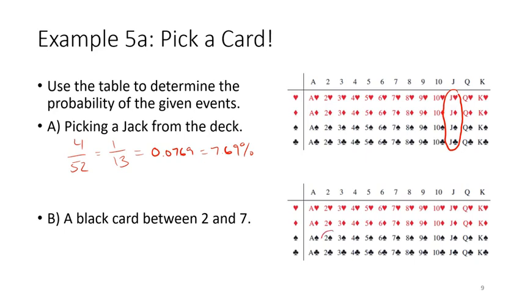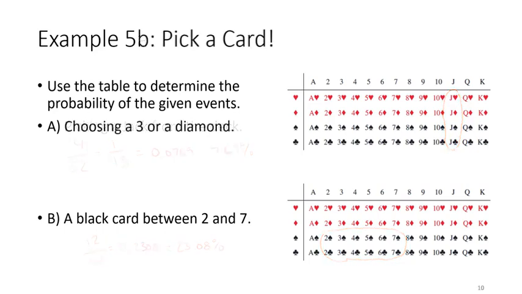If we want to determine the probability of picking a black card that's between 2 and 7, well, there are this many black cards between 2 and 7. 1, 2, 3, 4, 5, 6. So there's 12 out of 52, which is 0.2308 or 23.08%. So there's a 23.08%, or about 23%, chance that you'll pick a black card between 2 and 7.